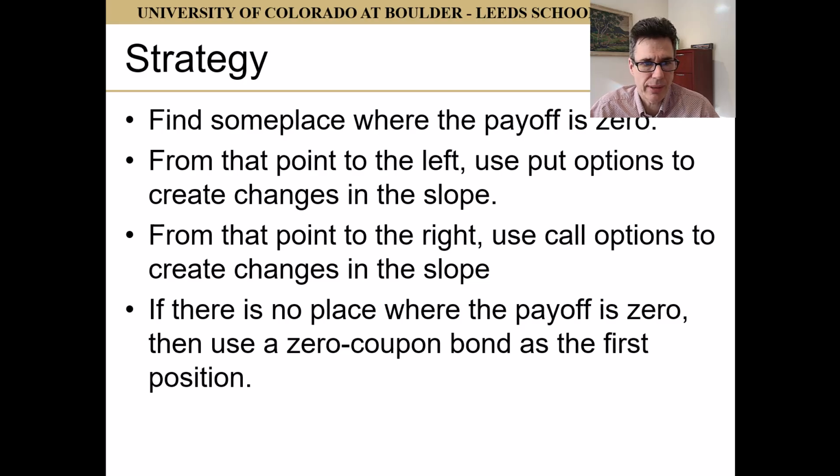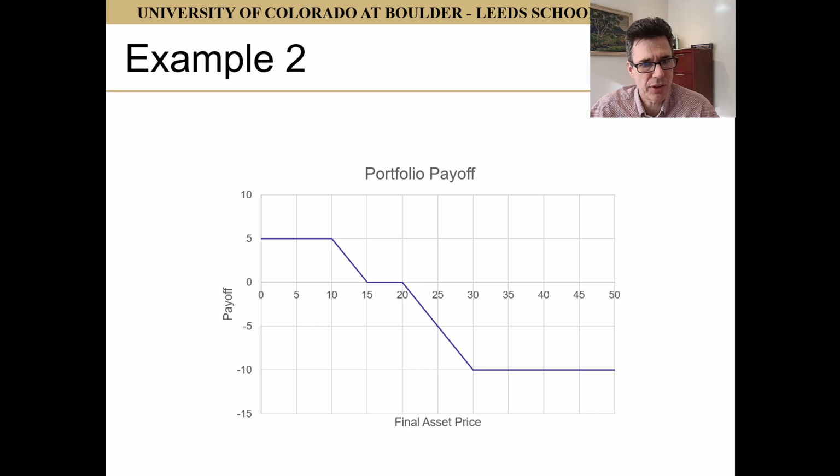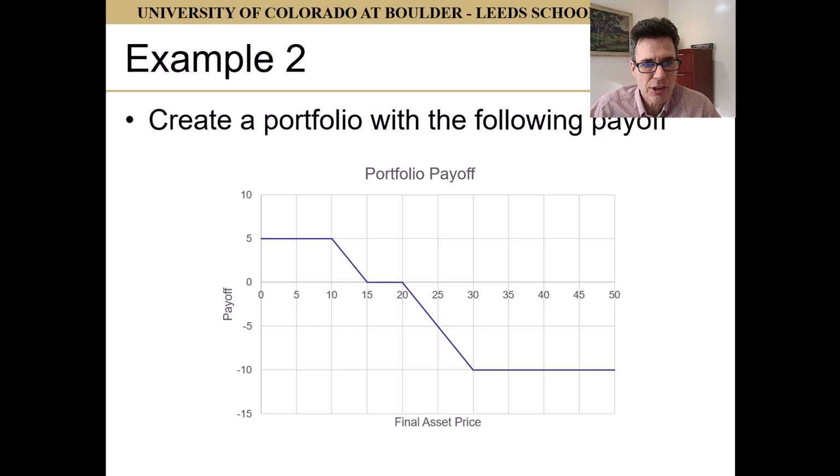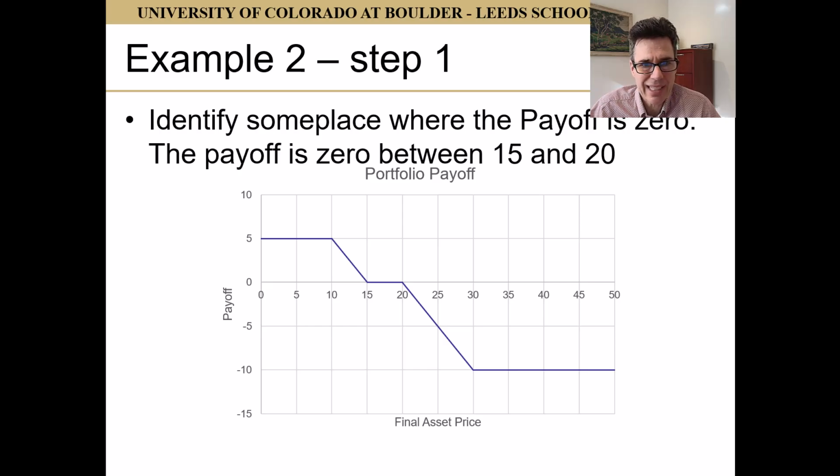All right, let's do an example. So here's our example. This is our portfolio payoff. Effectively, there are turning points at 10, 15, 20, and 30. That means there need to be options at 10, 15, 20, and 30. So step 1, identify some place where the payoff is 0. Well, it's 0 between 15 and 20.